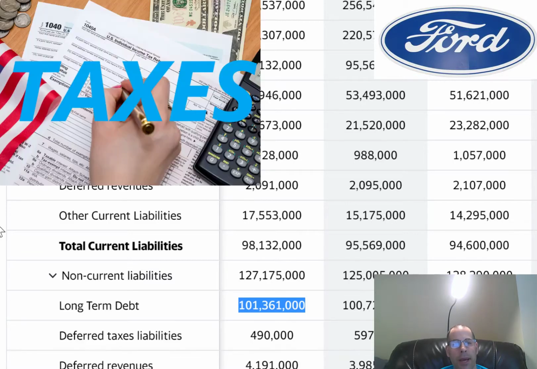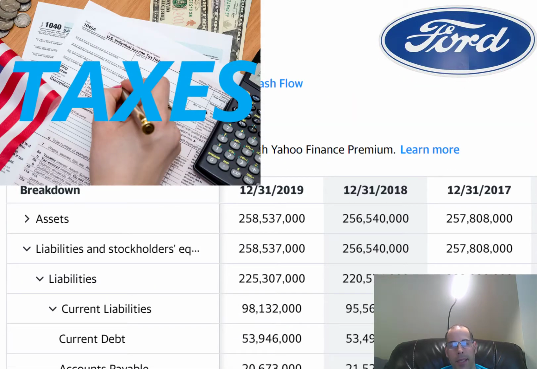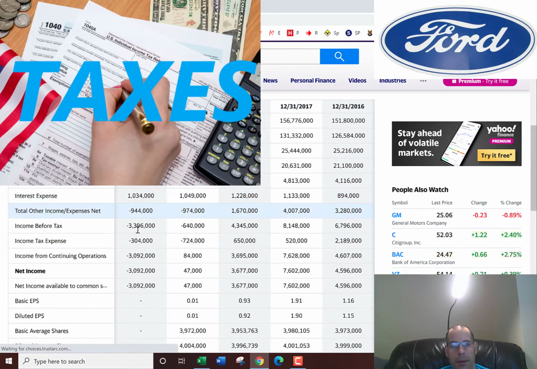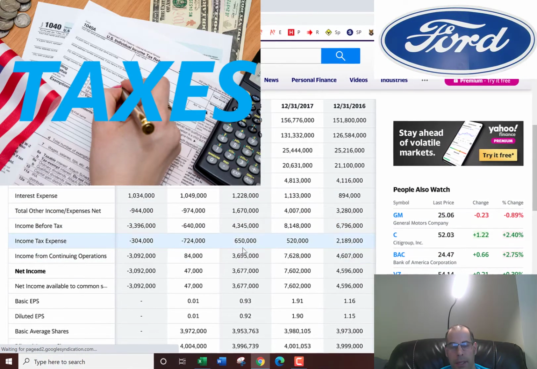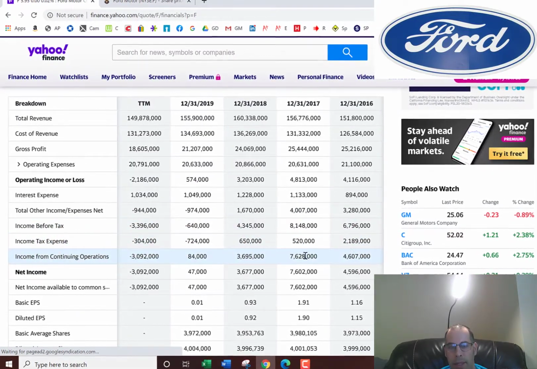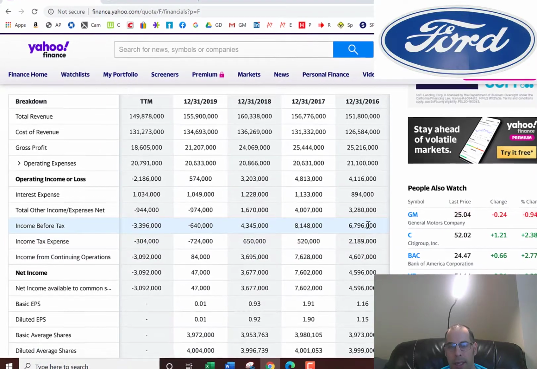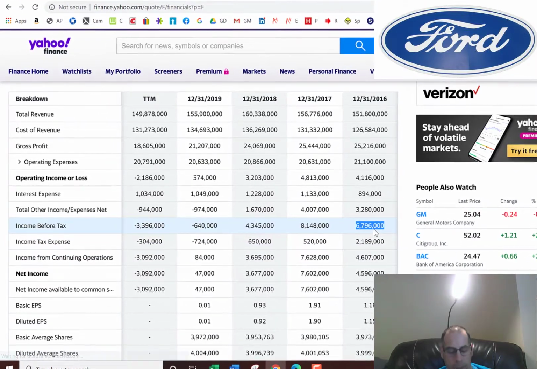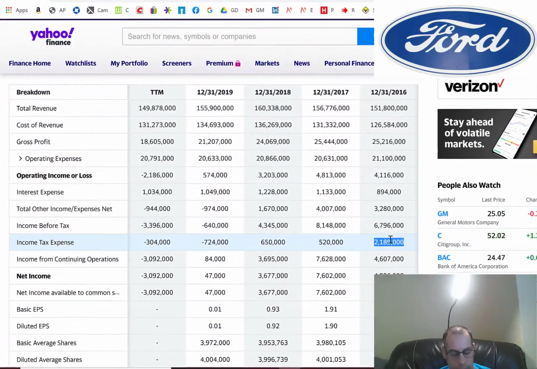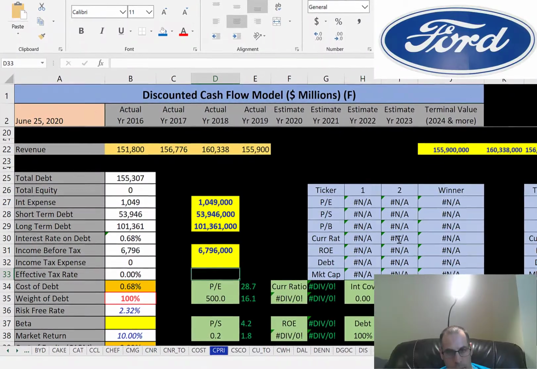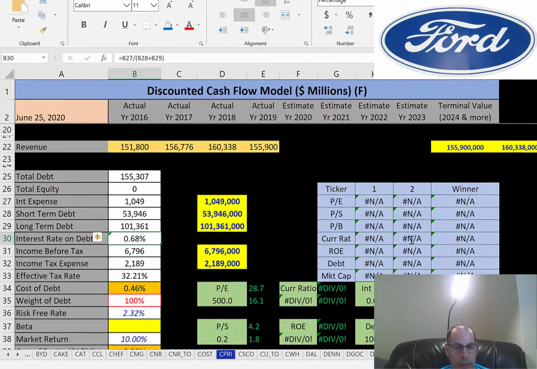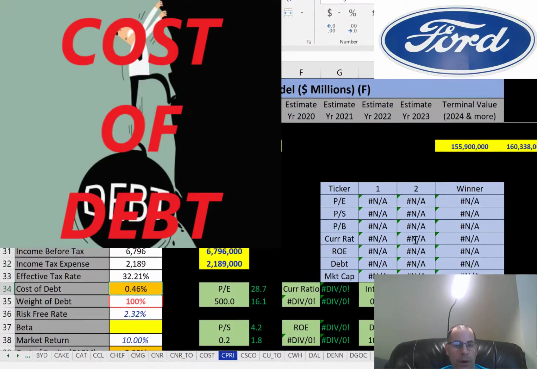But let's get their effective tax rate because interest payments are tax deductible. Sometimes it's hard on the income statement to figure out which year is the best because of the accrual accounting and passing through expenses and losses from prior years. But 2016 looks to be the best year. They had 7 billion of income and 2 billion of taxes. So when we deduct the taxes from the interest payment, we get a cost of debt of 0.46%.